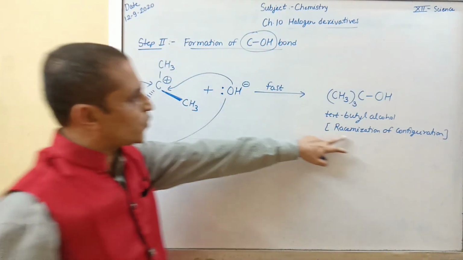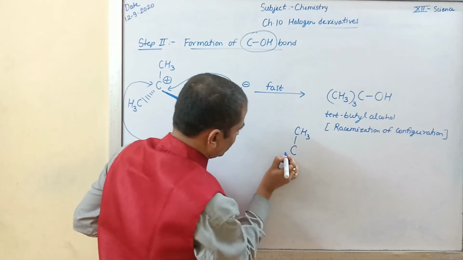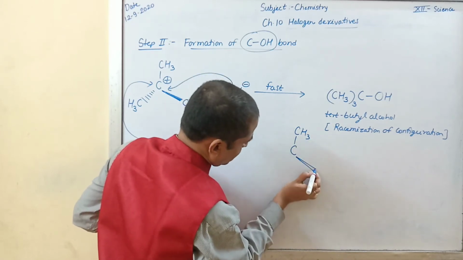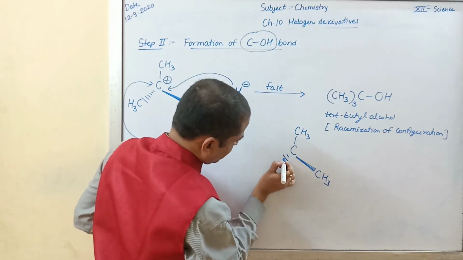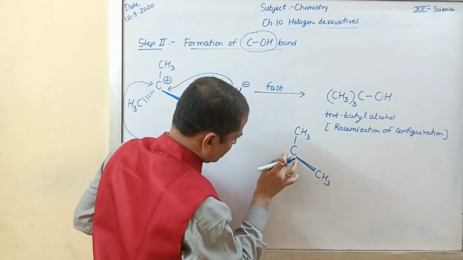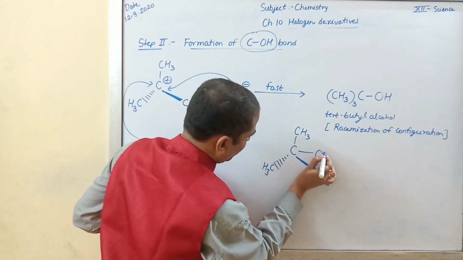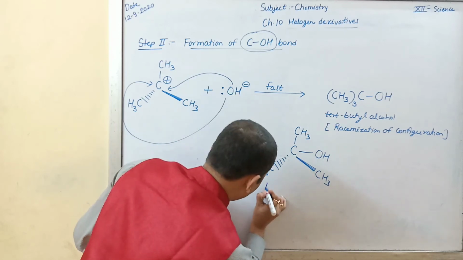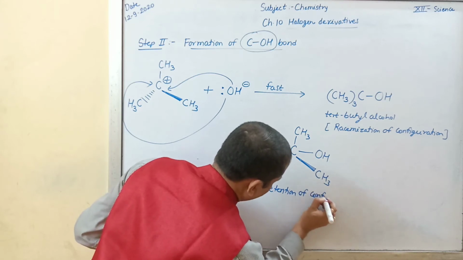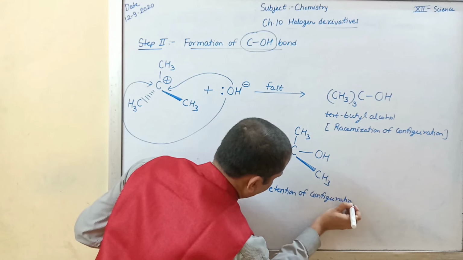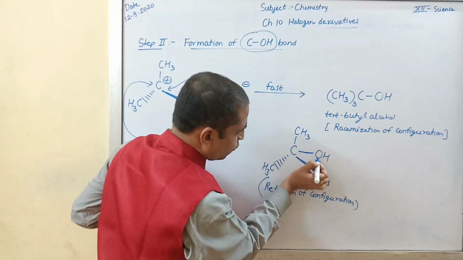I have written here racemization of configuration, because what happens here? Here you get CH3, CH3, CH3, and here you get OH. It is what? Retention of configuration. It is called retention of configuration because instead of Br you get OH.